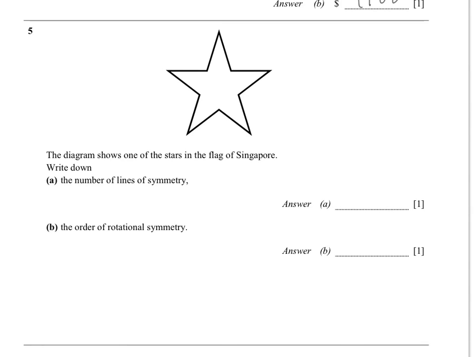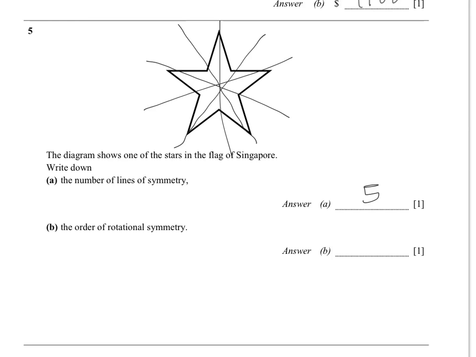Then we see these lines of symmetry. So this is a regular star. So we have one line of symmetry through this point, right? One line of symmetry to this point. 2, 3, 4, and 5. So altogether there are 5 lines of symmetry.